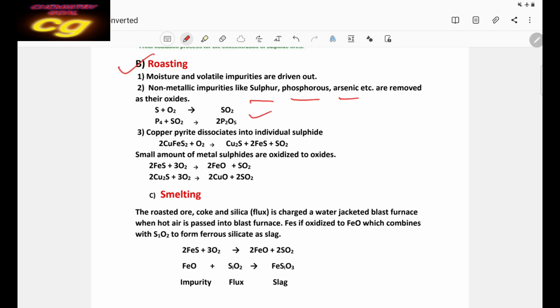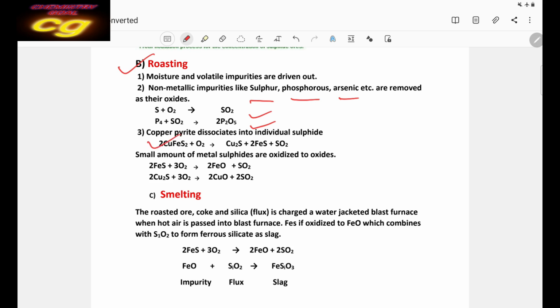Sulfur is converted to sulfur dioxide and removed in gaseous form, and phosphorus is converted to phosphorus pentoxide and also removed in gaseous form. So sulfur, phosphorus, arsenic convert to their oxides, and some volatile impurities present are removed, and moisture is also removed.